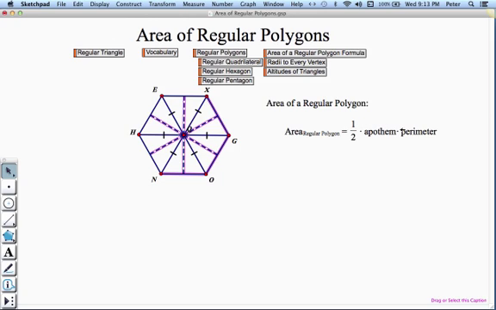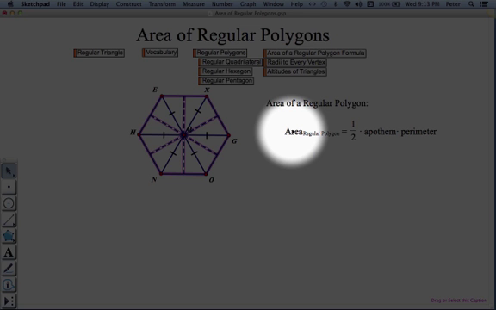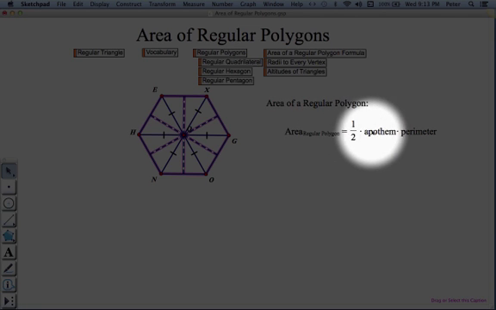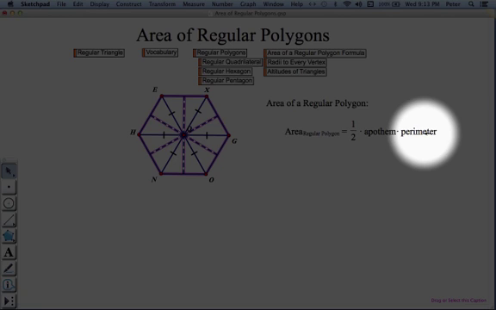And what I would be left with was the sum of all the bases. And all of these bases are going to make up the perimeter of the polygon. So that's what gives us the formula for the area of a regular polygon.